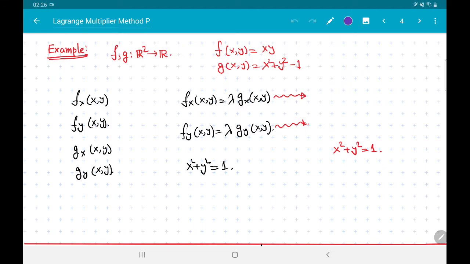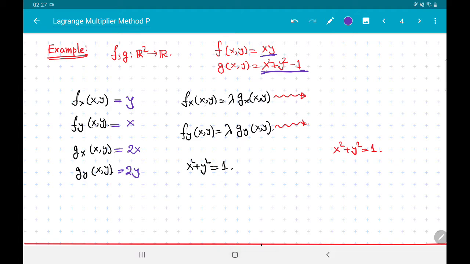So let me work out another example. Here we are to maximize the quantity xy with respect to the constraint g of x, y equal to 0, where g of x, y is x square plus y square minus 1. Again a unit circle, and we have this function xy. Let me proceed in the usual way. Fx of x, y is given by y, fy of x, y is x, gx of x, y is 2x, and gy of x, y is 2y.